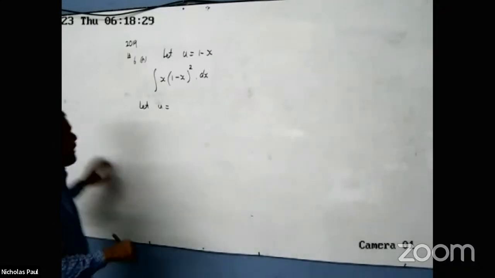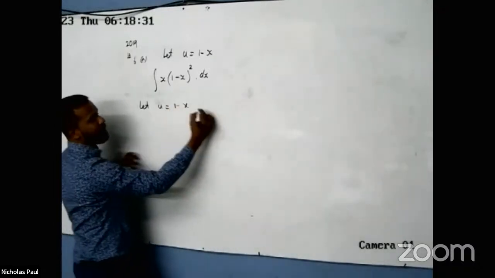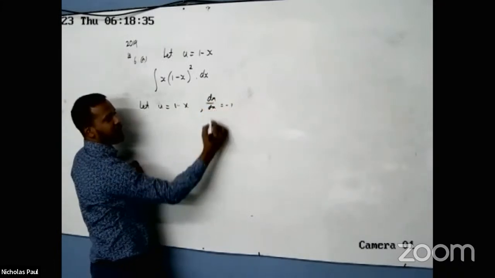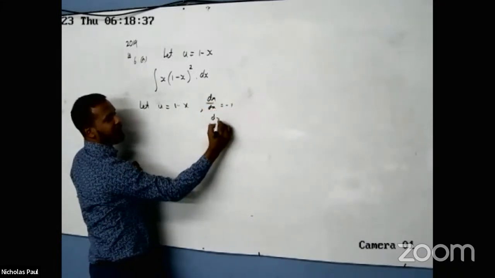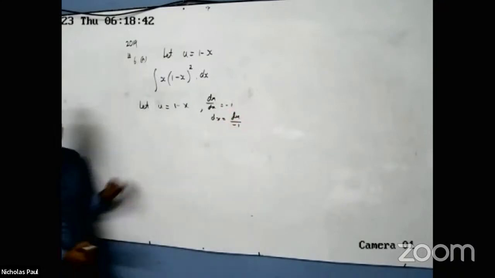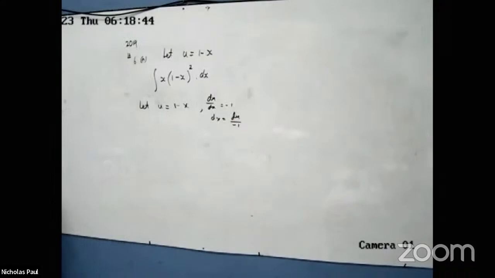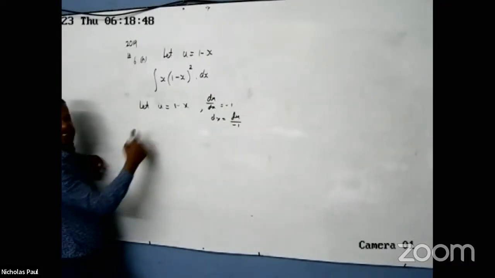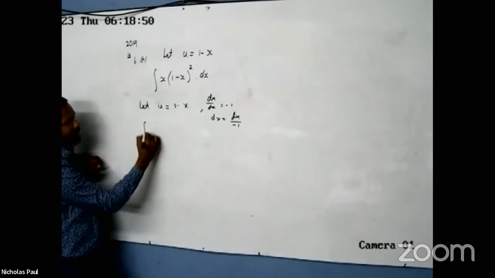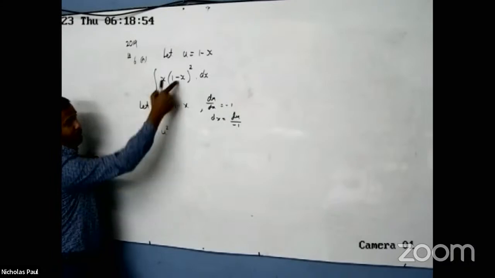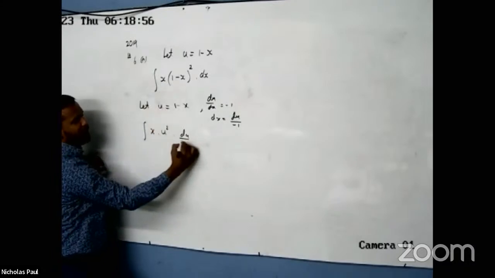All right. So let's see. U is equal to 1 minus x. So therefore, du dx is equal to -1. So dx is equal to du over -1. That's okay. Nice. But you won't see it until you substitute sometimes, right? So the integral of x by u squared du by -1.